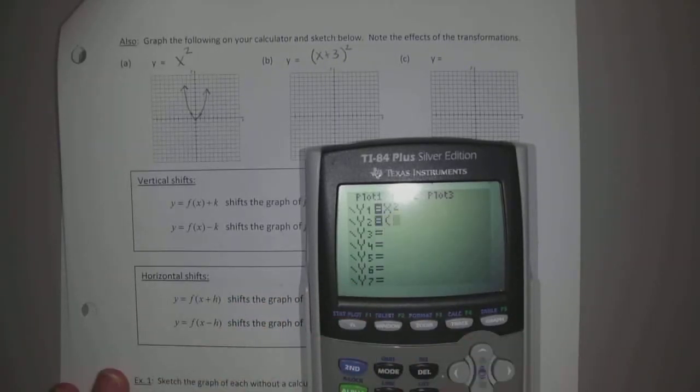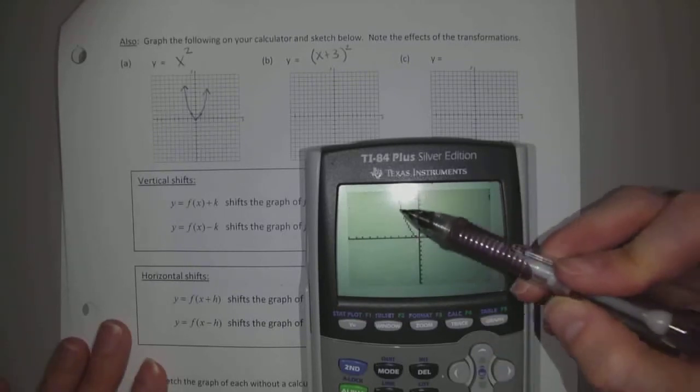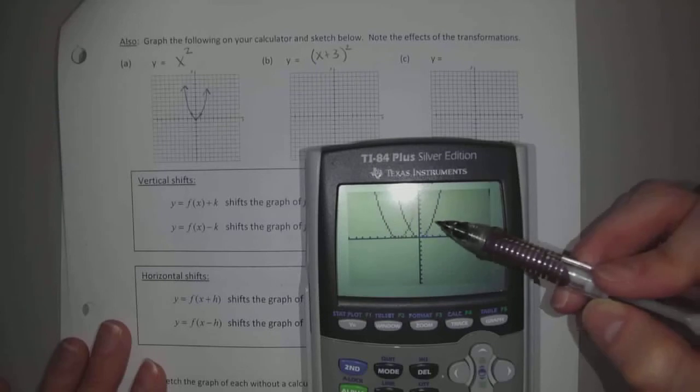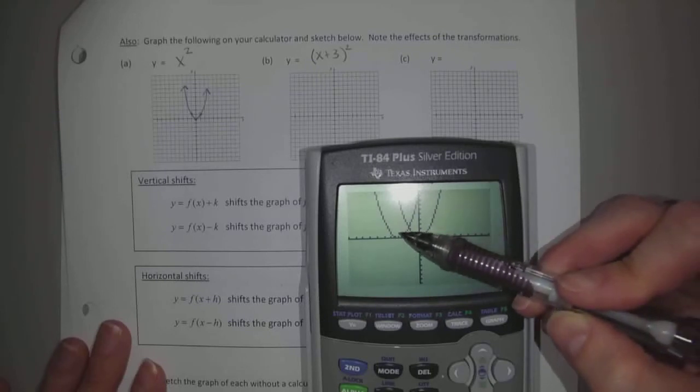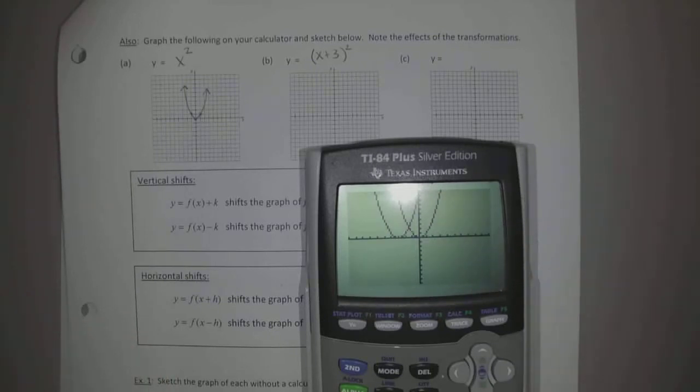So in our graph, I'm going to go to my y equals. I'm going to still leave my baseline there, but I'm going to clear out my other two. And in y2, I'm going to put parentheses x plus 3, the quantity squared, and see what happens. So my original should be there. And then when I add plus 3 to it, it actually shifts it to the left.